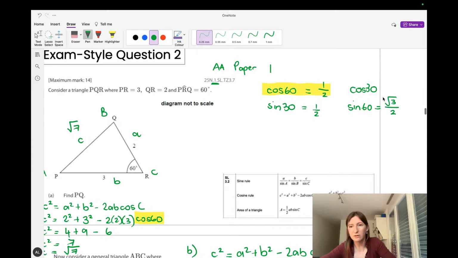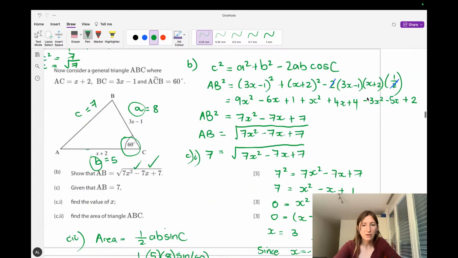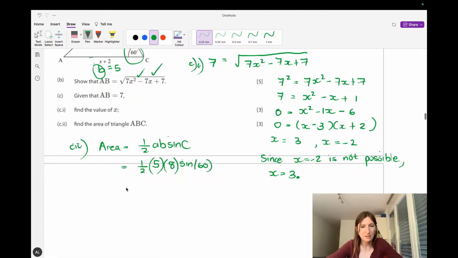Again, if you're not sure of those, go and watch the other video where we talk about that. Can you see that? You can kind of remember these easily. Sine of 30 is a half, so that means cos of 60 is a half. And the same here, they switch. So root 3 over 2 is our sine of 60. So half, 5, 8, and root 3 over 2.